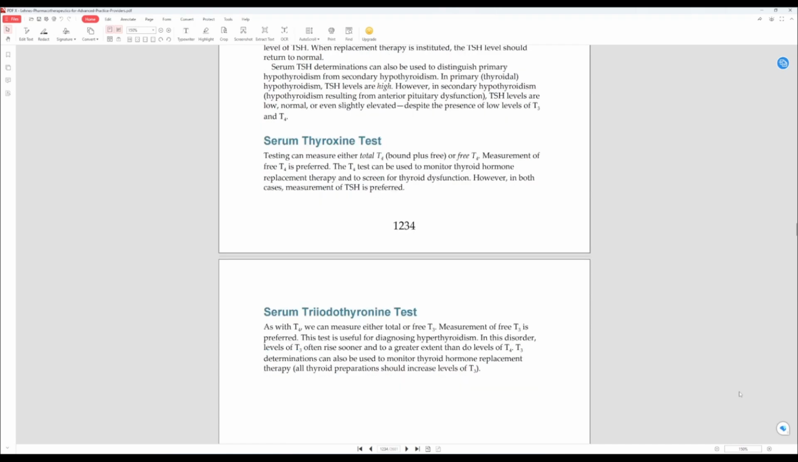Serum thyroxine tests. Testing can measure either the total T4, bound plus free, or just the free level of T4. Measurement of free T4 is preferred. The T4 test can be used to monitor thyroid hormone replacement therapy and to screen for thyroid dysfunction. However, in both cases, the measurement of TSH is preferred.